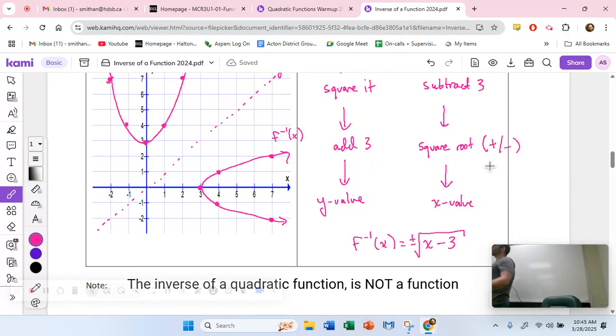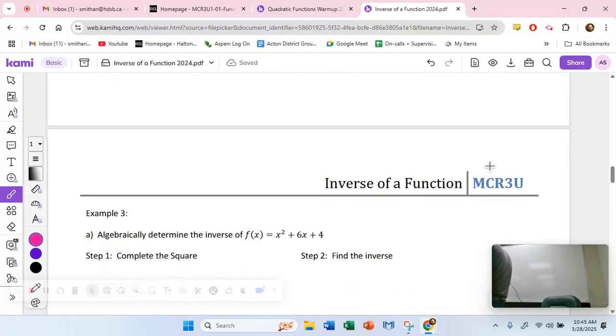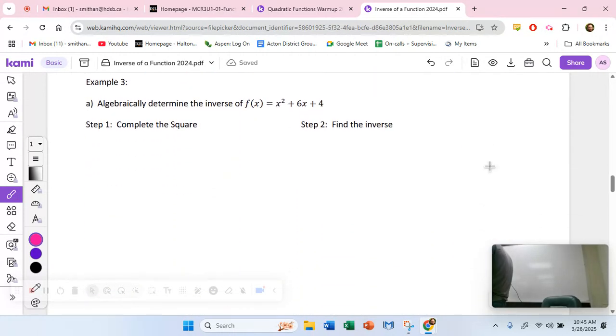Quick pause. How we doing, 3U people? It's swapping x and y. That's really what it is. Now we do have to consider one more case here. We understand now the inverse of a parabola is like a sideways parabola. It's not a function. But how would you get the equation of the inverse for one like this? X squared plus 6x plus 4.